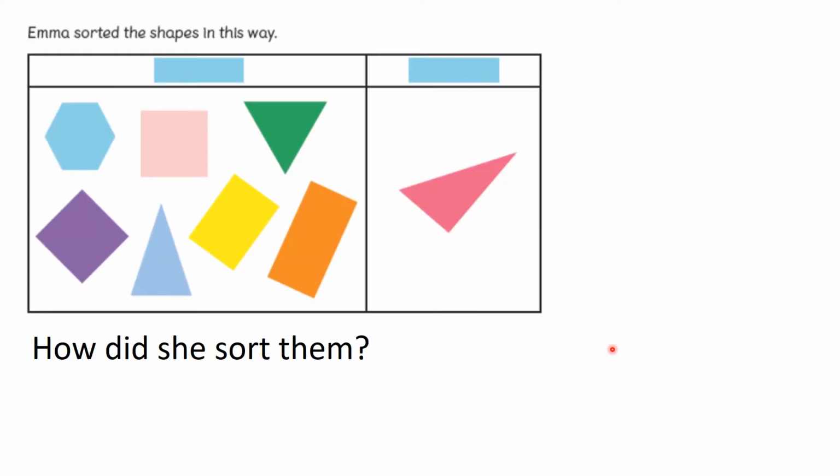Another way we could sort the shapes is being shown on this slide. So it says Emma sorted the shapes in this way. What I'd like you to do is have a really close look at this big group with 7 shapes in, and this group over here with 1 shape in, and have a think about how she has sorted them. What might go in these 2 blue boxes at the top? Pause the video and have a think with your partner.